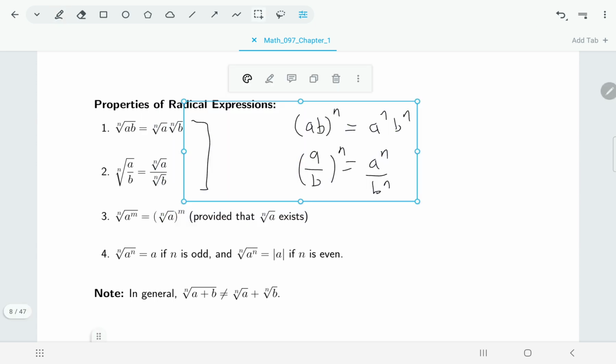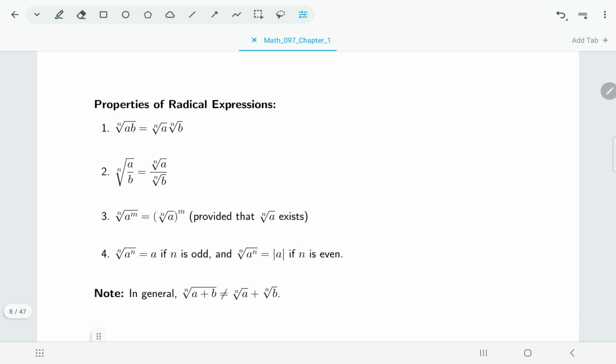Property number 3 is also kind of a nice one to know. This is as long as our root exists, so as long as we're not taking the even root of some sort of negative number, then it doesn't really matter whether we do the root first or the power first. And that can be really useful, and we're going to see some examples of that later on, where maybe it might be easier to do the root first and then do the power later versus doing the power first and then doing the root later.